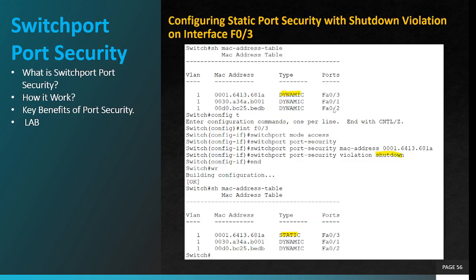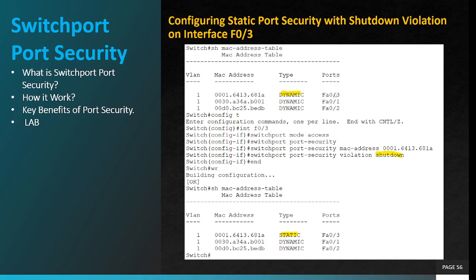Let's come to the practical. We have taken one case where a device is connected to the interface Fa0/3 and we want to make it a static entry on that port. If somebody tries to connect on this port, the port will shut down. This is the violation. So first, you check the MAC address table of the switch by typing the command show mac address-table.